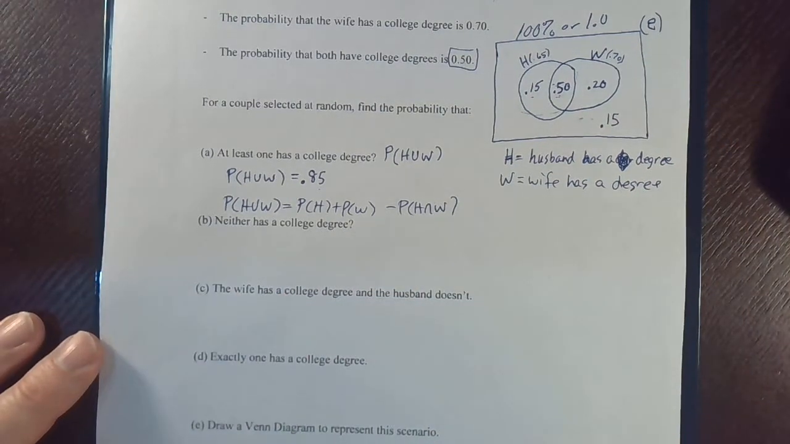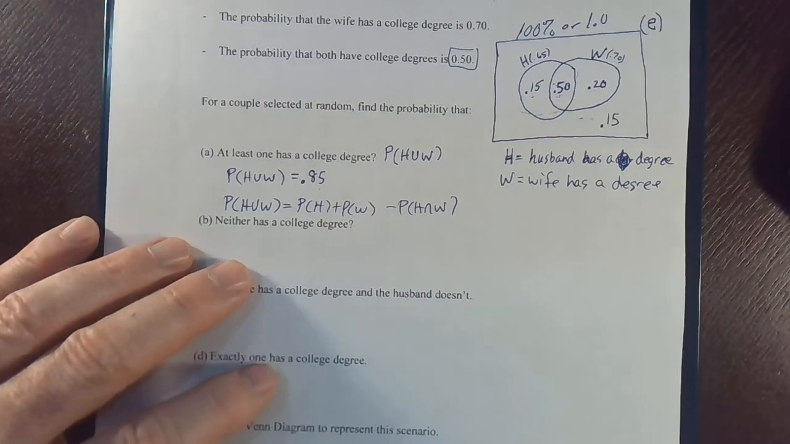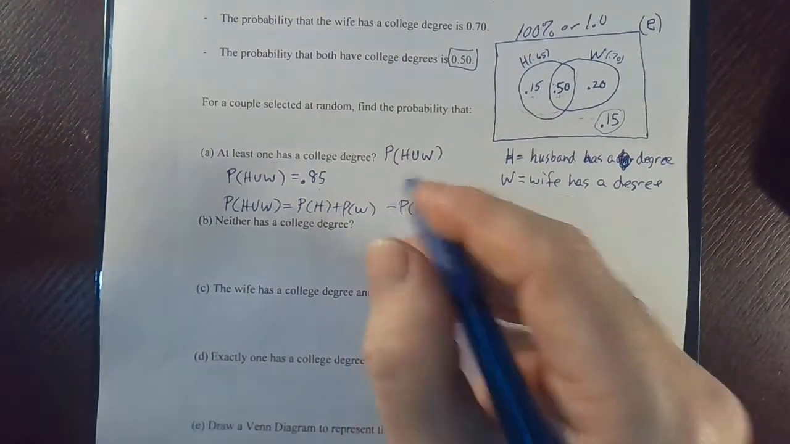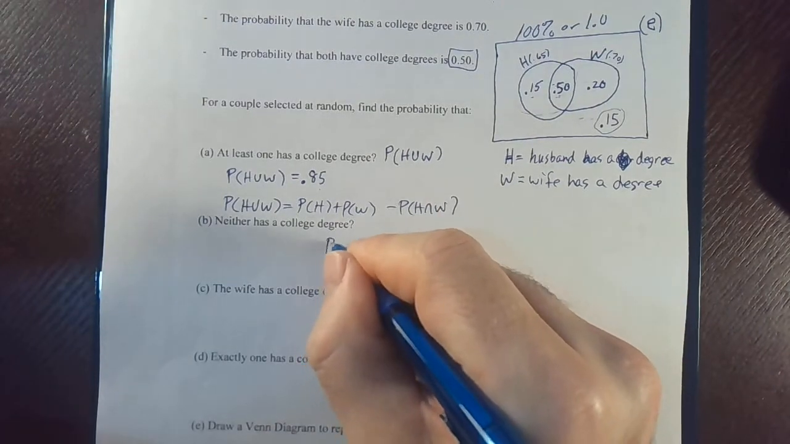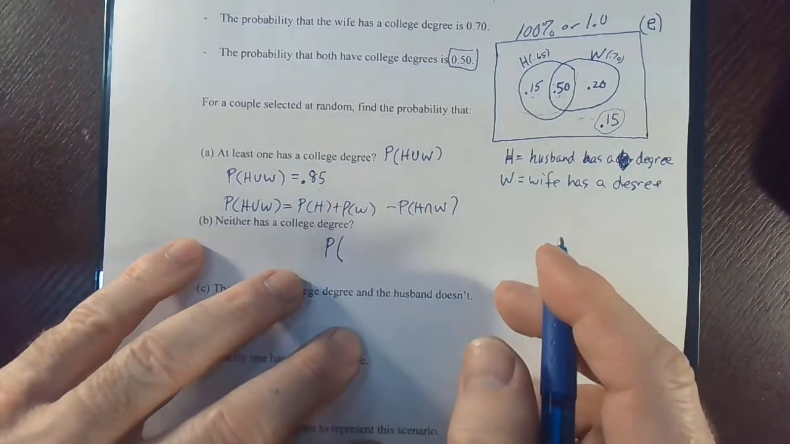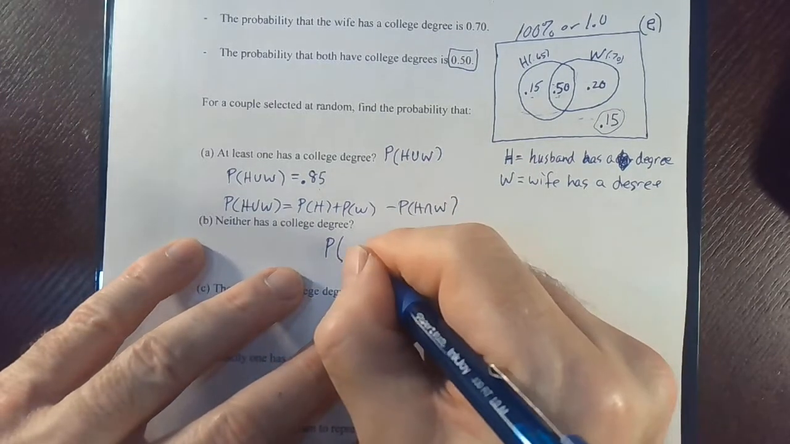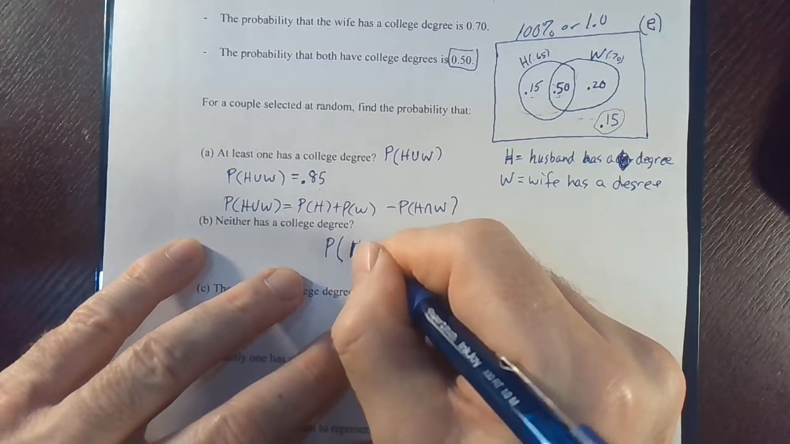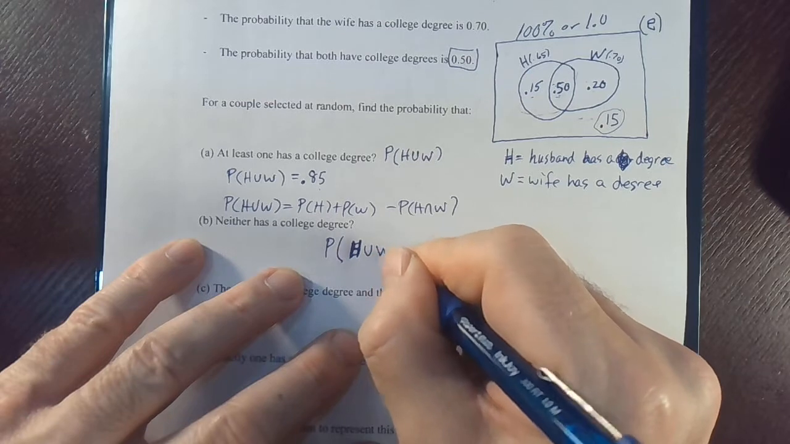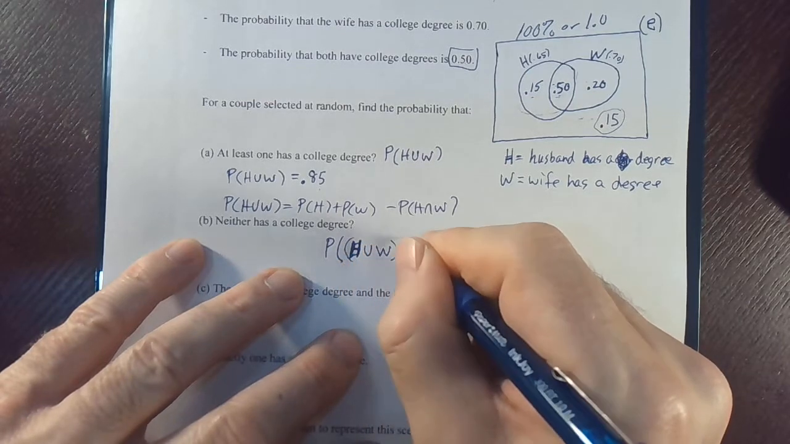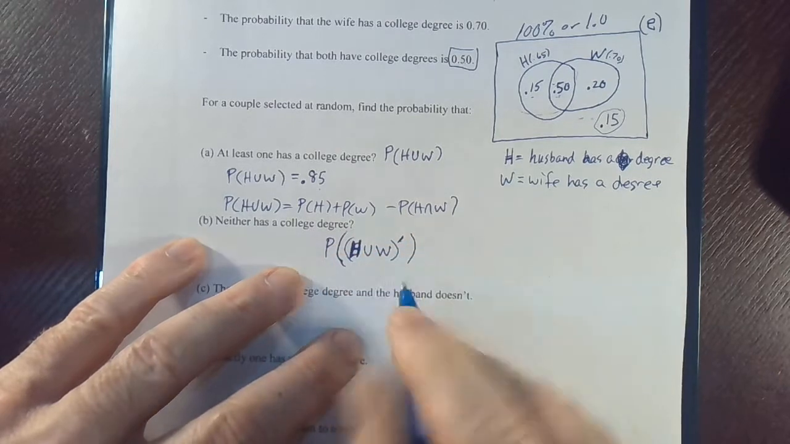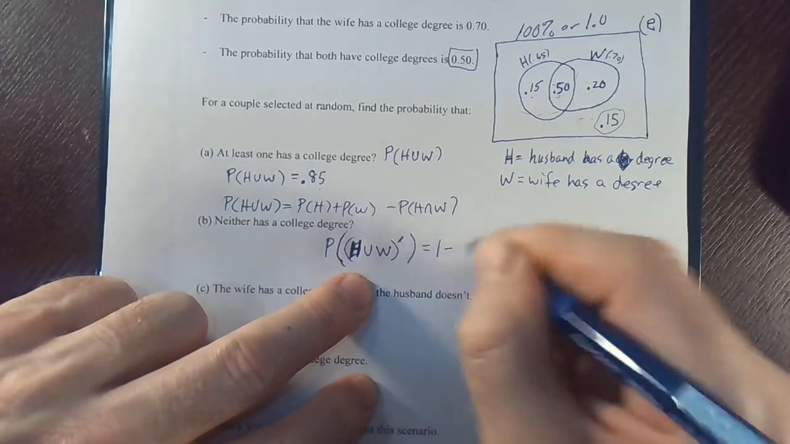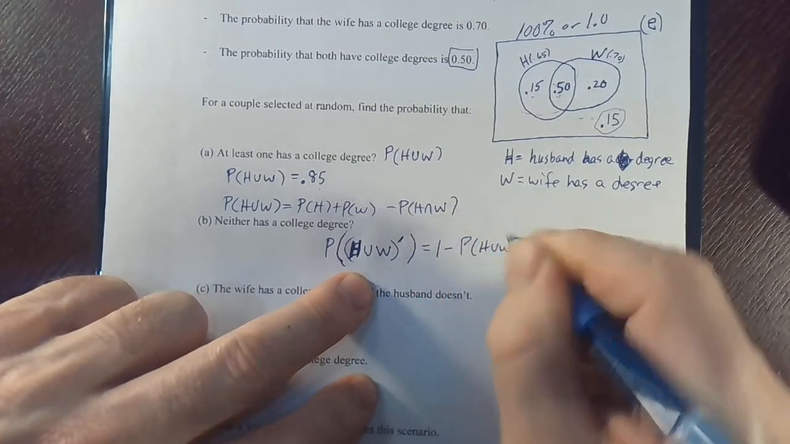So let's continue. What's the probability that neither has a college degree? Well, that's easy. That's this region out here. And how would we write that? A couple of ways to write it: the probability of not H and not W, or the probability of H union W complement. So remember what that is? By formula, that's 1 minus the probability of H union W.